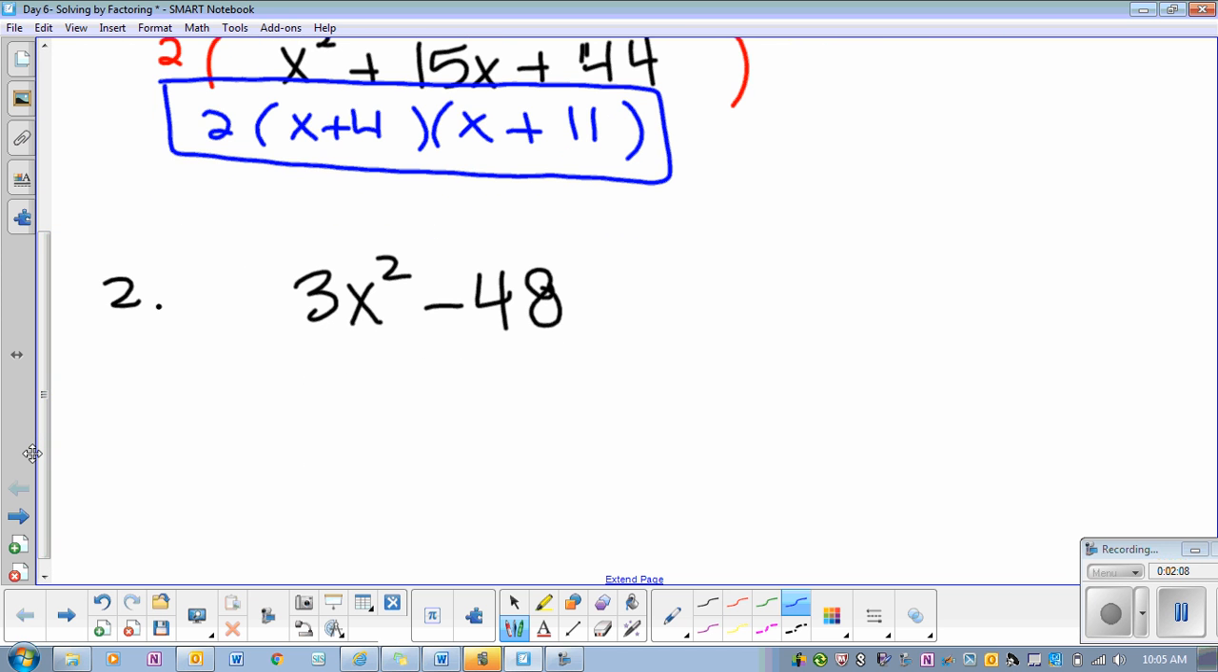Alright, let's look at number 2. 3x squared minus 48. I have 2 terms, and I have an x squared and I have a minus. I'm thinking to myself, hey, maybe this is a DOTS. But look at that. Square root of 3, does that give me a nice pretty number? No. Remember, first step in factoring is to find the GCF. What is the GCF, or also known in your calculator as GCD? It's 3. 3 and 48 is 3.